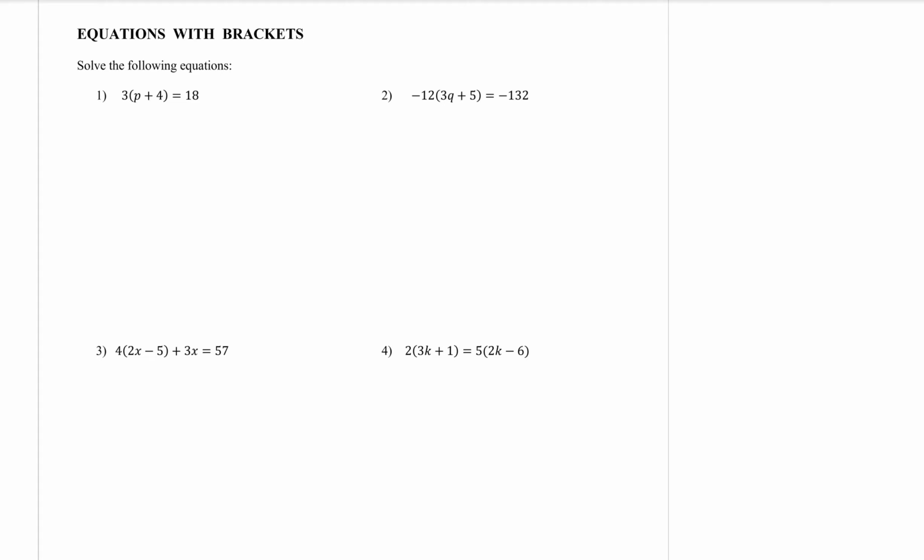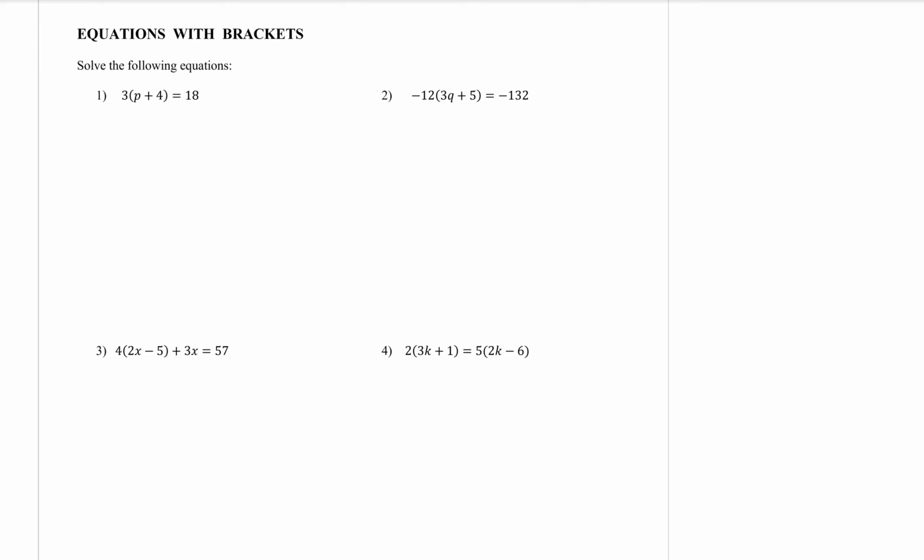Year 8. Time for more equations. Today we want to focus on the equations that have brackets in them. We did one in the examples last time and there were a few in the practice questions, but we want to do a lot more of them today. So remember, you always want to expand the brackets first.